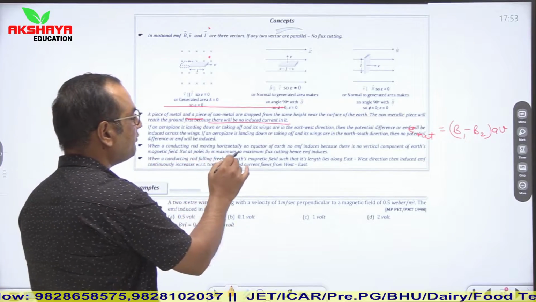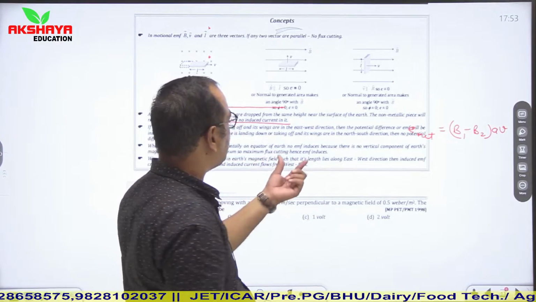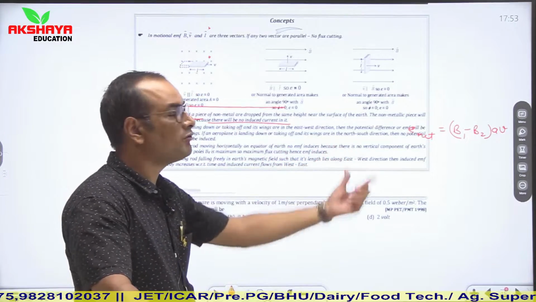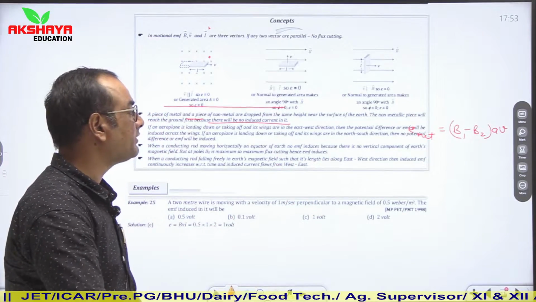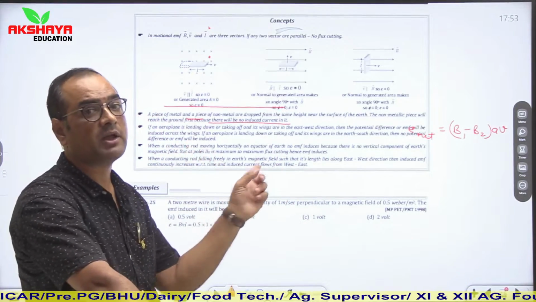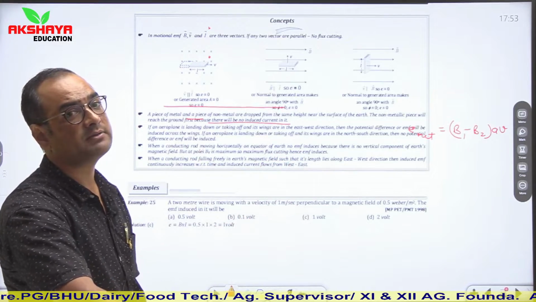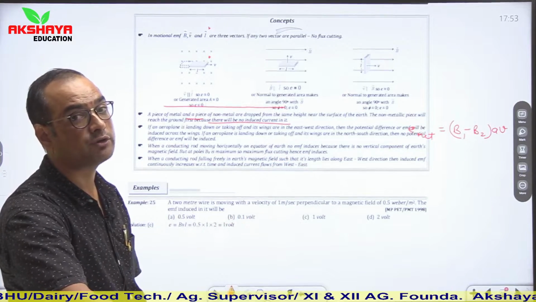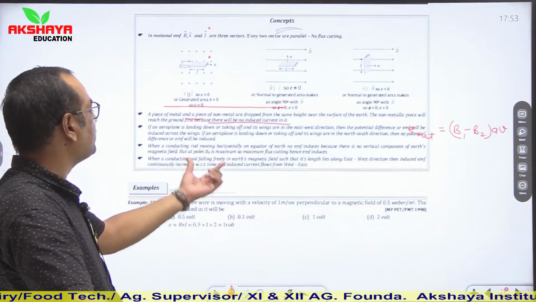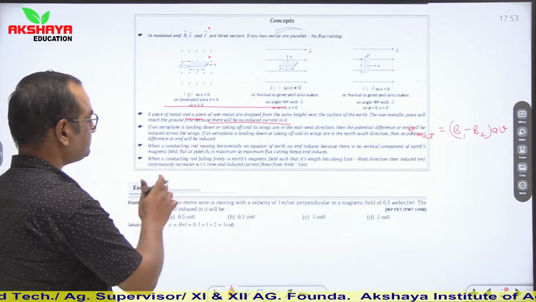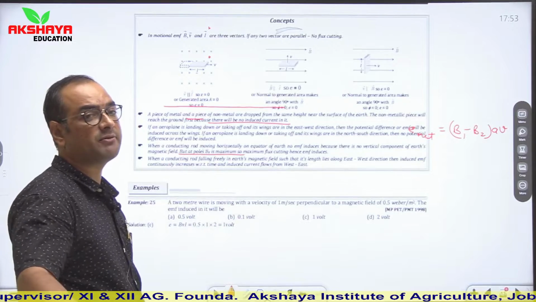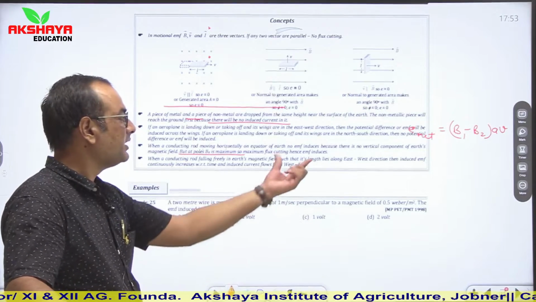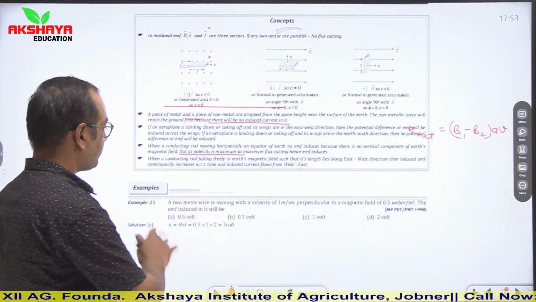When a conducting rod moves horizontally on the equator of Earth, no EMF is induced because of the absence of the vertical component of Earth's field. At the equator, there is only the horizontal component, so there will be no induced EMF. But at the poles, BV is maximum, so maximum flux cutting is there, hence EMF is induced.